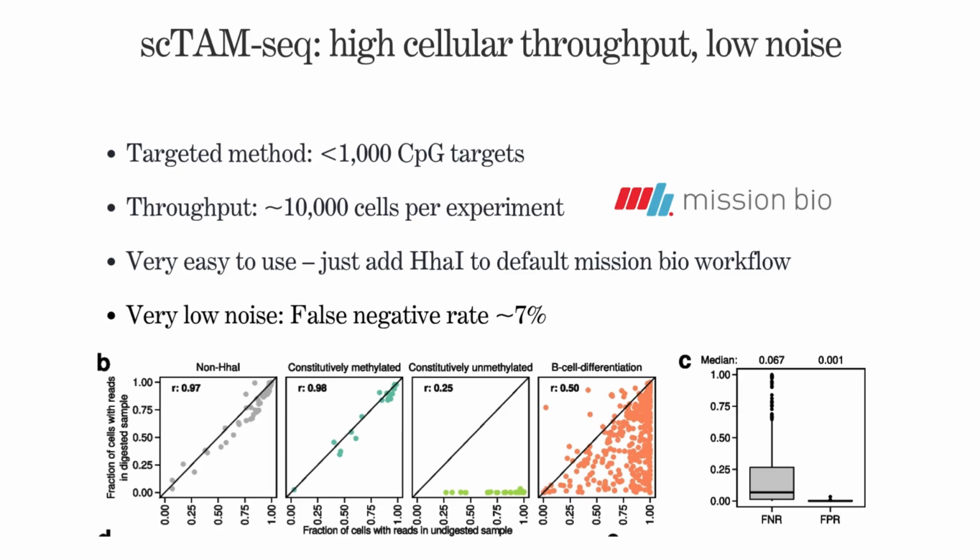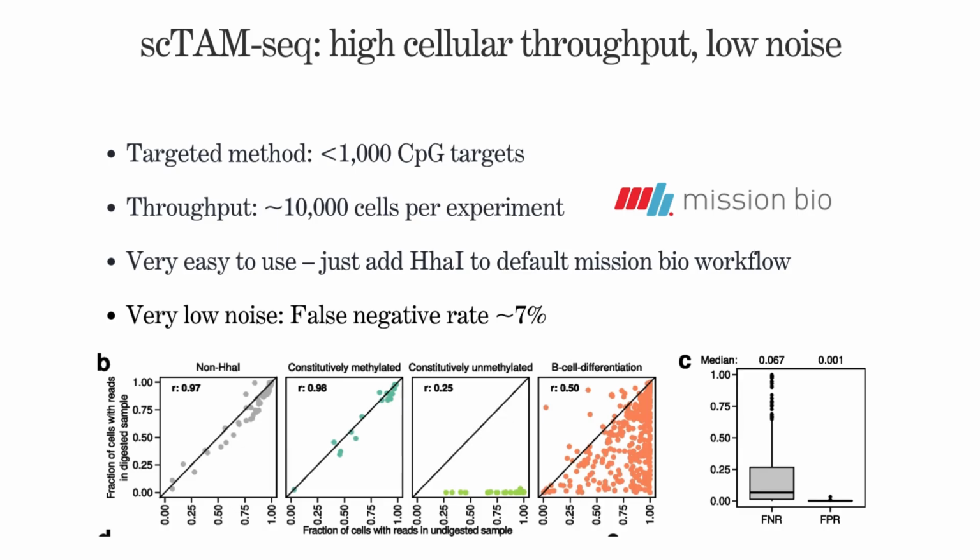It has a very, very low noise. You all know that for genotyping, Mission Bio covers the NMP3A site that you're interested in in most of the cells, right? And the same happens here for methylation. We quantified this in a lot of detail. I don't think I need to walk you through this, but basically we have a false negative rate of 7% and almost no false positive rate. If you contrast this with any other genome-wide single cell methylation method, it's an order of magnitude difference.